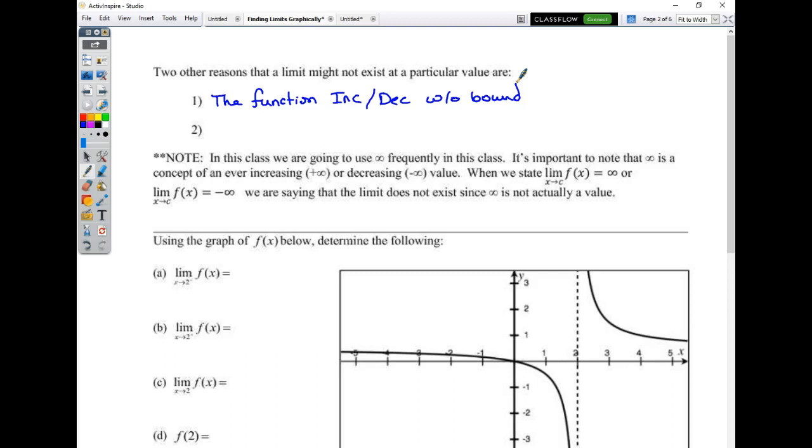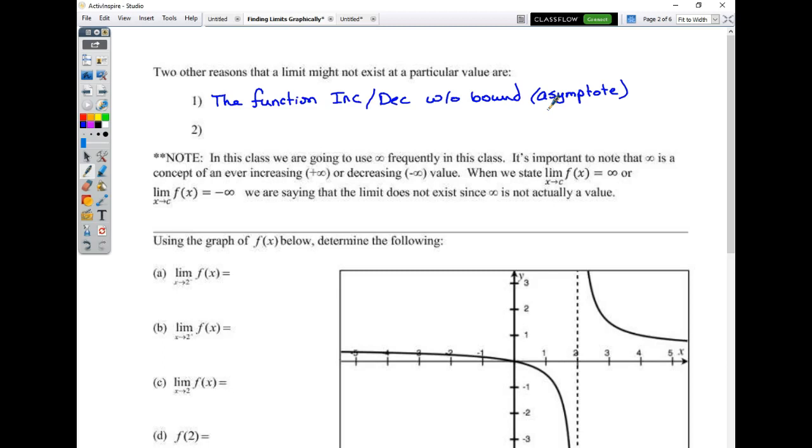What the heck are you talking about, increase or decrease without bound? Well, we actually have a word for that. We say that it has an asymptote. We need to make sure that we understand that asymptotes are important. How many of you have written infinity on your paper before? It's nothing crazy, right? You've been doing a lot of infinity since Algebra 1. But have you ever really considered what infinity is? Is it a number?